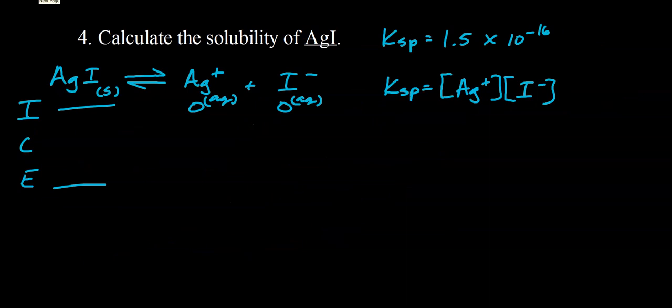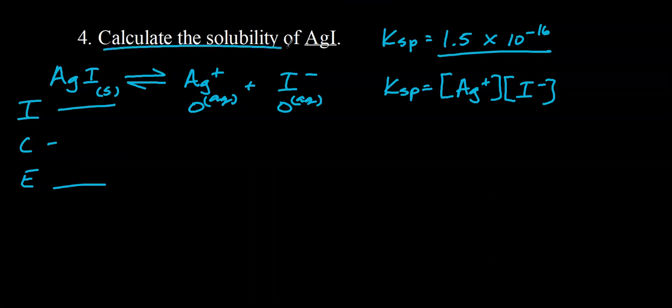All right, so once again, where in the ICE table do we plug in the Ksp? The answer is nowhere. Ksp does not go in the ICE table. What goes in the C row under the solid? What did we say last time? Well, in the C row under the solid goes the solubility.